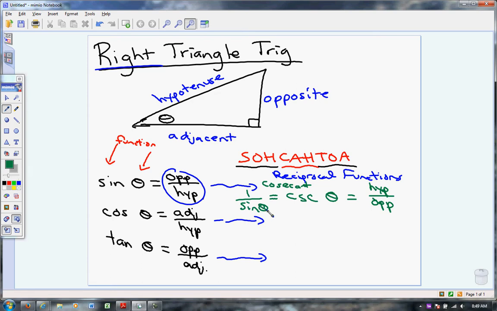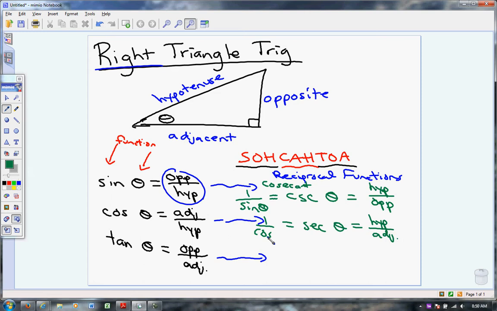All three of those relationships are important for cosecant. And then we can do the same thing for cosine, only it is called just secant of theta, and it is the reciprocal. Instead of adjacent over hypotenuse, it's going to be hypotenuse over adjacent. And of course, it is the same thing as 1 over cosine.